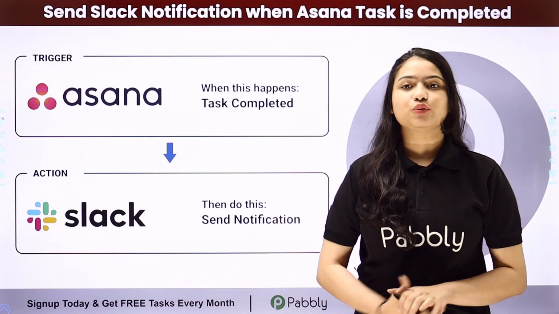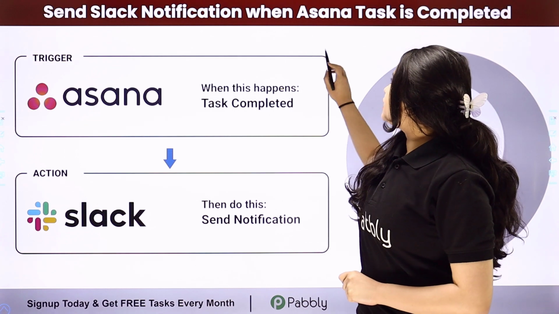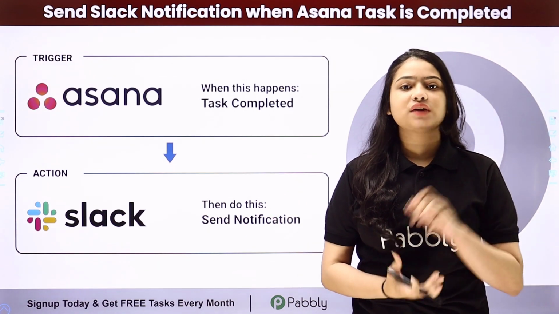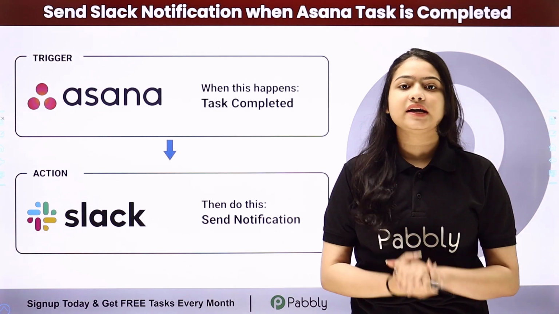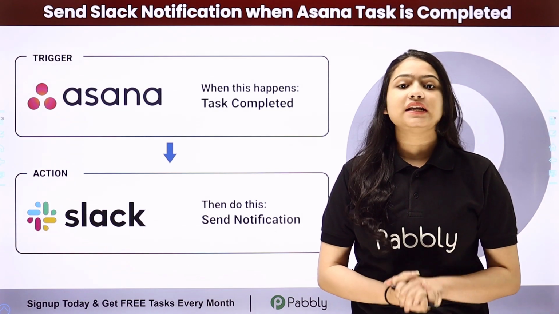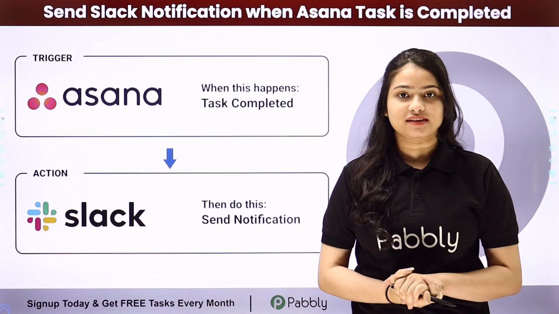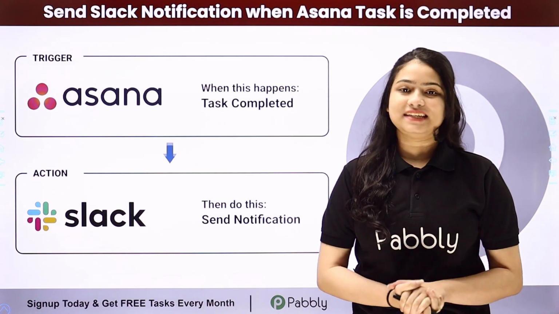In this video, we are going to learn how to send a Slack notification when an Asana task is completed. Here my objective is that as soon as a task is completed in Asana in a specific project, a notification is automatically sent to my team members for that same task in a Slack channel. So how are we going to automate this entire process?